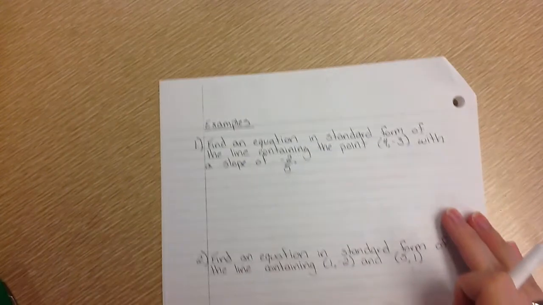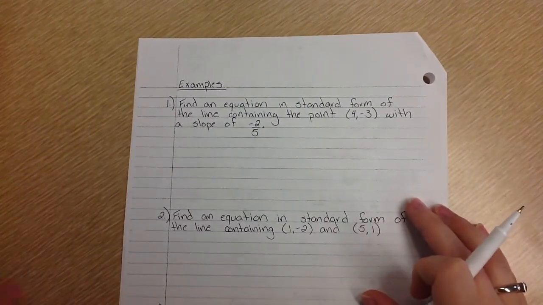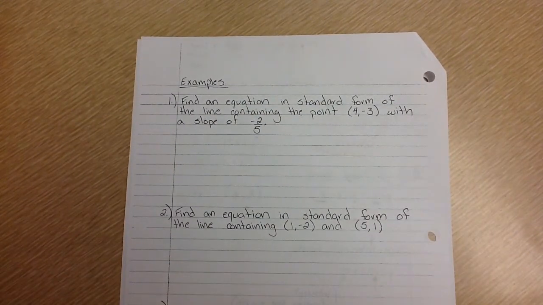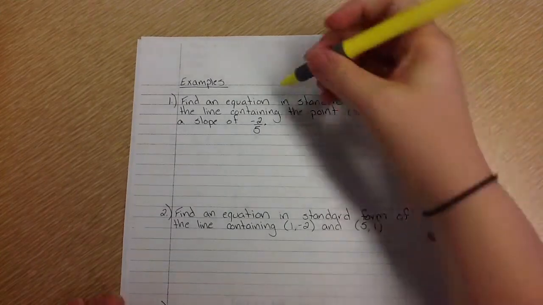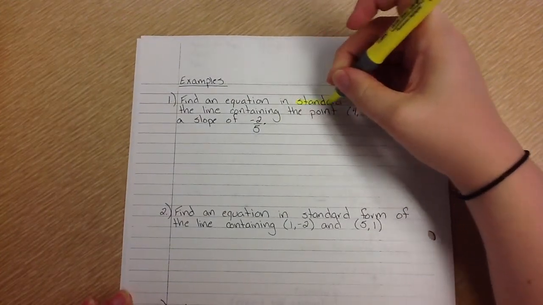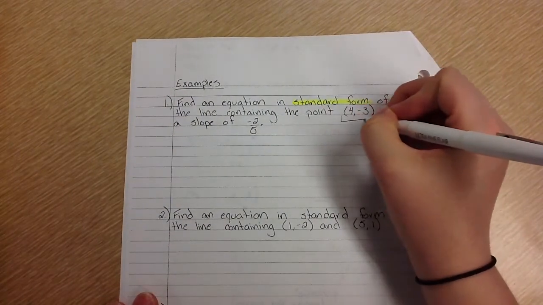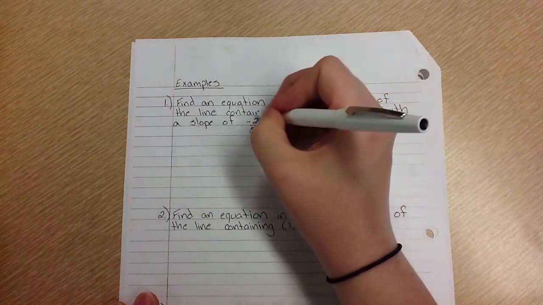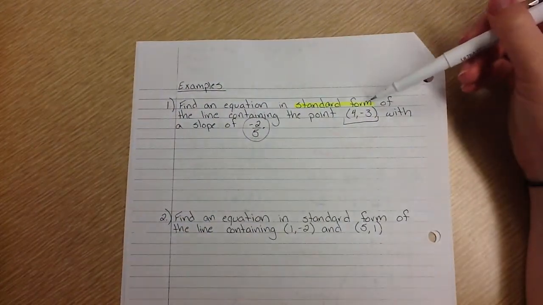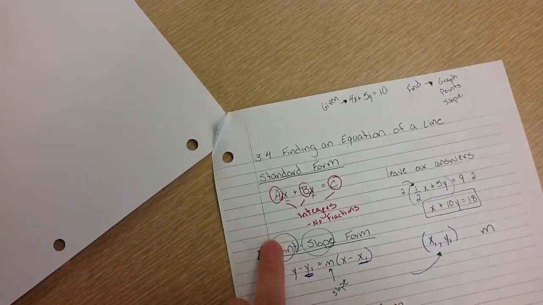Okay, so example 1, finding an equation in standard form. That's an important thing there. I want to write it in standard form. So that's my final answer, needs to be in standard form. Of the line containing the point 4, negative 3 with a slope of negative 2/5. So what do they tell me? The point and the slope. So I'm going to use point slope form.